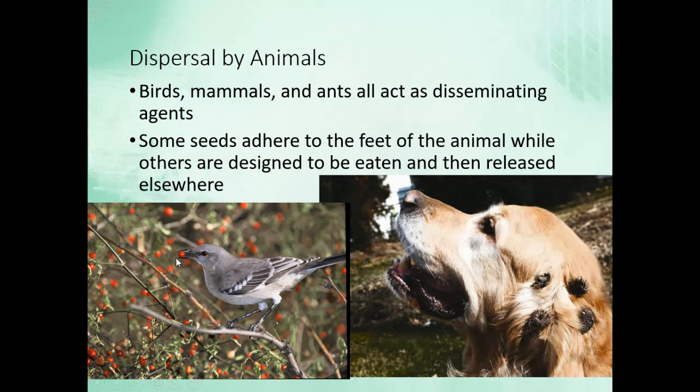So here you can see this little bird here. He's eating a berry. Eventually he'll poop and the berry will begin to grow as long as the conditions are good. This dog here, he has burrs in his hair.